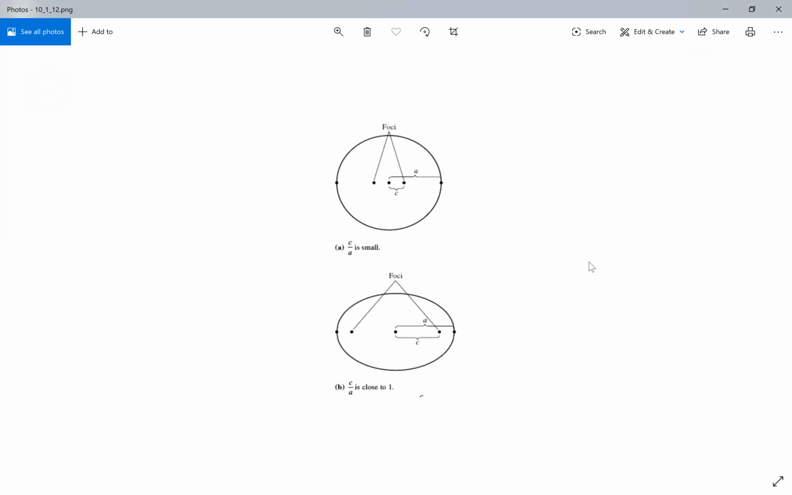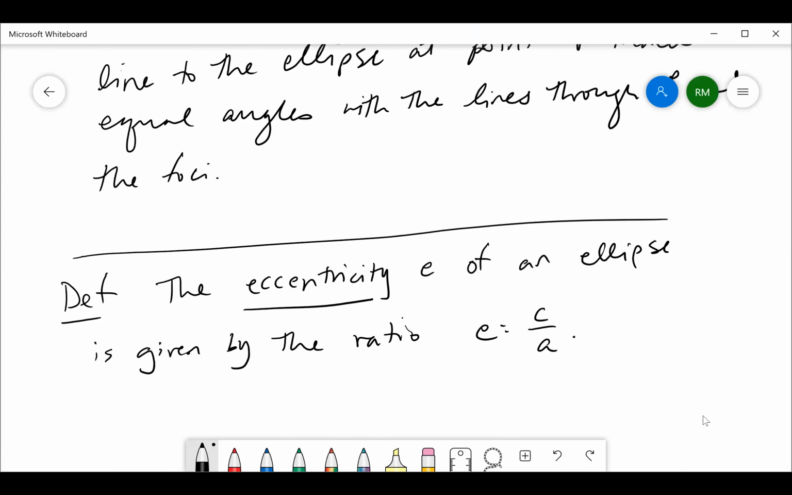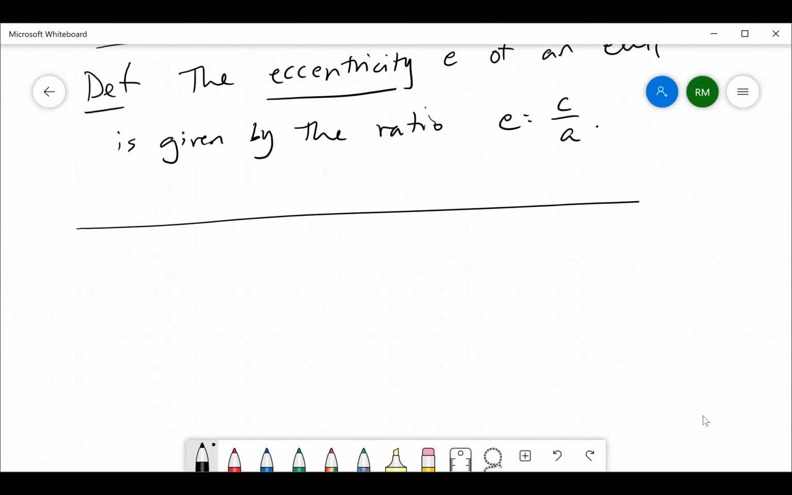So when C over A is very small, that is close to 0, your ellipse looks very close to being a circle. But when C over A is very close to 1, like it was in the example of the ellipse I worked in class previously, it is very stretched out, looks very oval-like. One thing we should do before we move on to hyperbola is find the area of an ellipse.